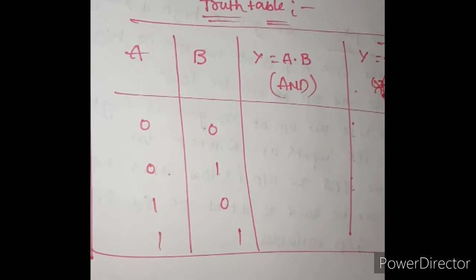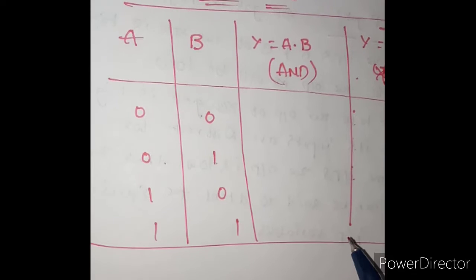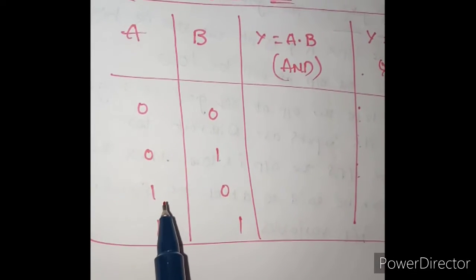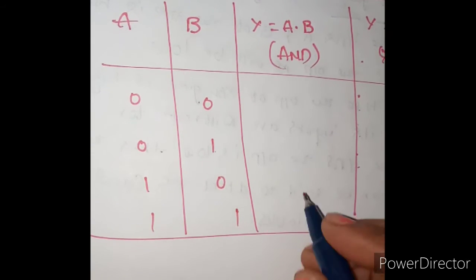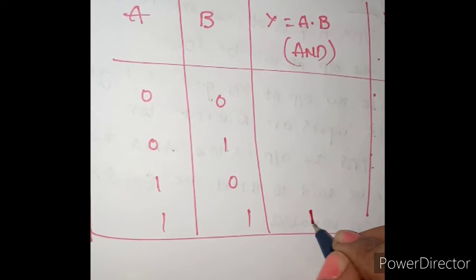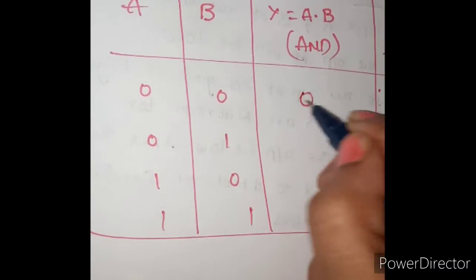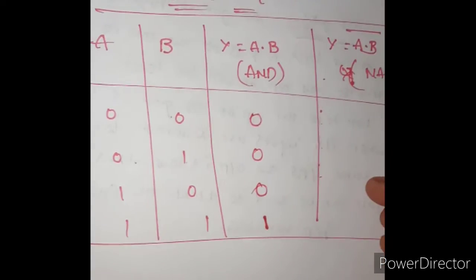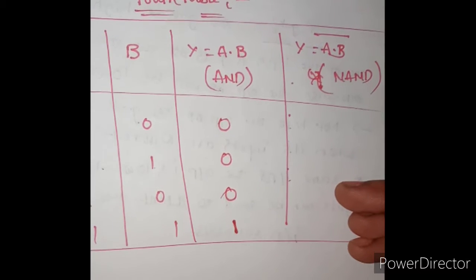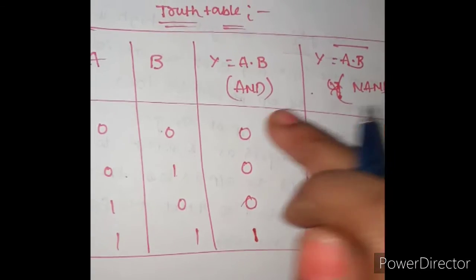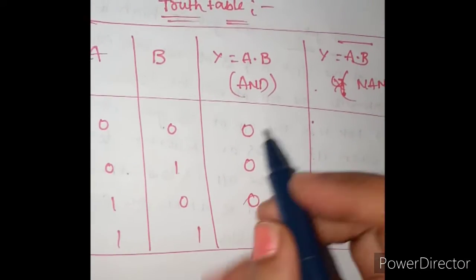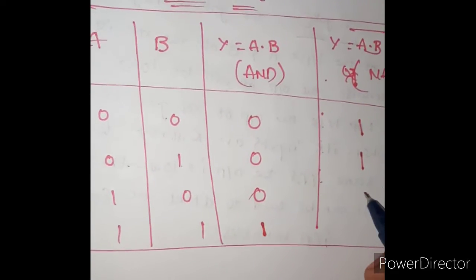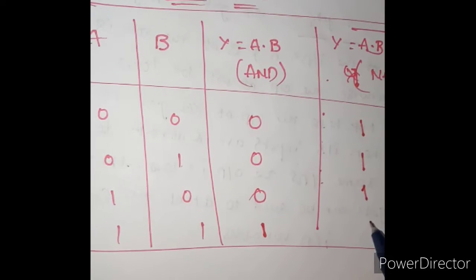See here, we know that in the AND gate, when both inputs are high, the output is high. In the remaining conditions, the output is low, that means 0. The NAND gate is nothing but a complement of the AND gate. So 0 complement 1, 0 complement 1, 0 complement 1 and 1 complement 0.